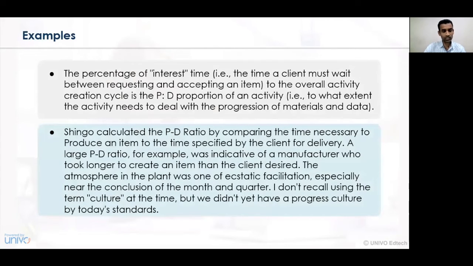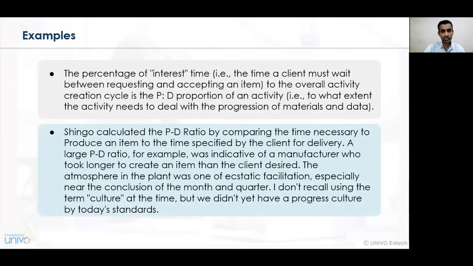The calculation of Shingo that has been proposed with respect to the PD ratio compares the necessary time with the client and the time for the delivery. So whatever time has been expected for a product that needs to be delivered, and whatever time has been required for the manufacturing activity, needs to be assessed in an effective stage, and accordingly a large PD ratio should always be avoided. That is, for example, an indicative manufacturer who took a long amount of time for the client which has been desired. So in this particular case, the atmosphere that is available in the organization, the process or flow of activities that is being undertaken, for all those considerations, an effective PD ratio is essentially important.